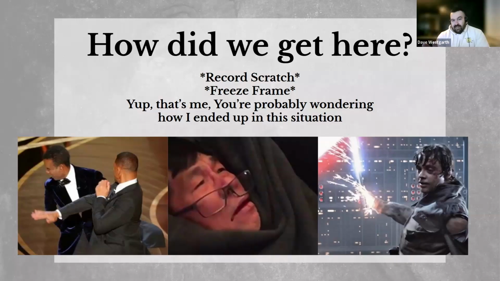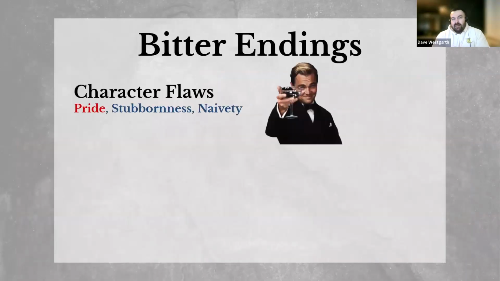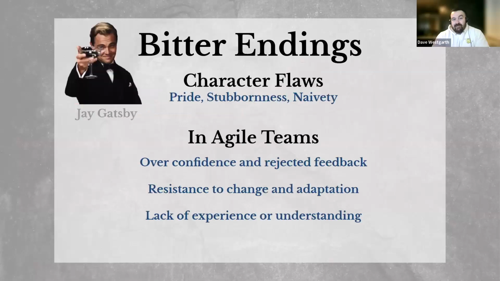And there's a lot of material here that I'm going to dive through, that I hope will be able to draw some parallels between some popular movies and what that could mean in terms of your agile teams and how you can interpret these. So, bitter endings to start. In movies, typically we get the bitter endings with character flaws. Jay Gatsby's a great example of these: pride, stubbornness, naivety.